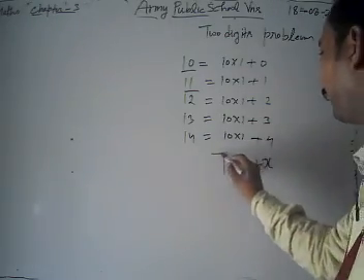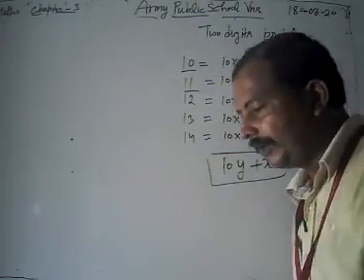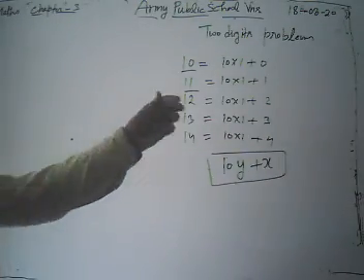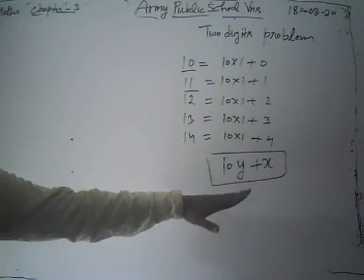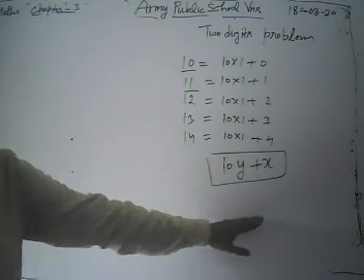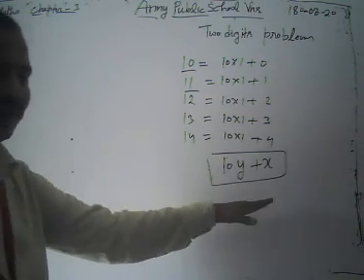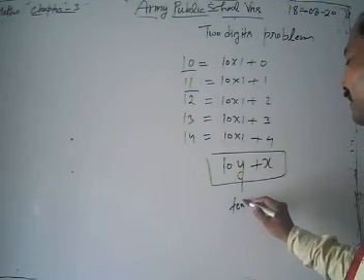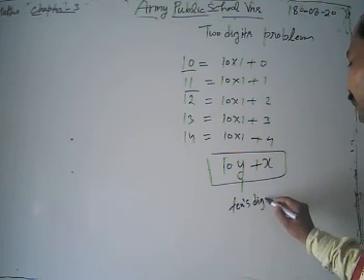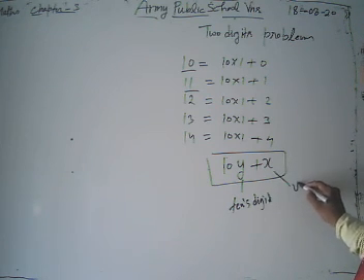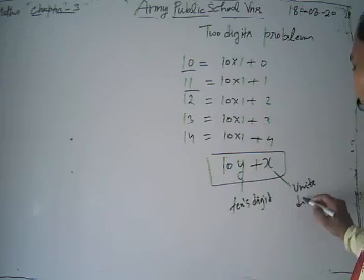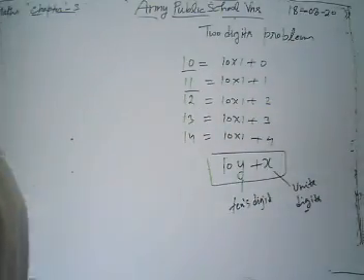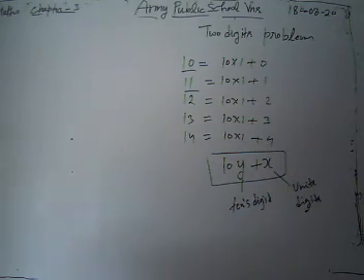Now look, all two-digit numbers can be expressed in the form of 10 into y plus x. Whenever you have any problem related to a two-digit number, we suppose that our two-digit number is 10y plus x, where y is our tens digit and x represents our units digit, so y and x are respectively the tens and units digits.